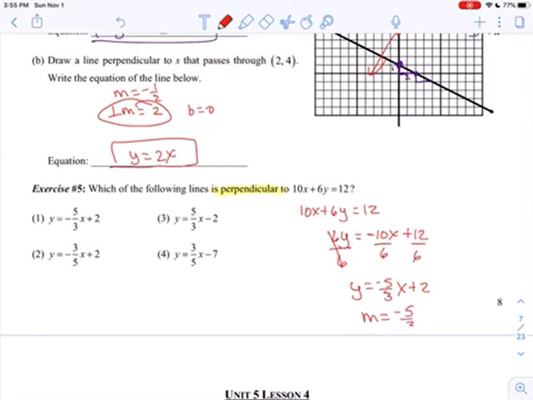My slope is negative 5/3, but I don't want that slope. It's perpendicular. So I have to flip it, and I have to change the sign. So I flip it to 3/5, and I change the sign to positive, and the only one that's there that has the right slope is choice 4. Okay? So we will practice all of this tomorrow.